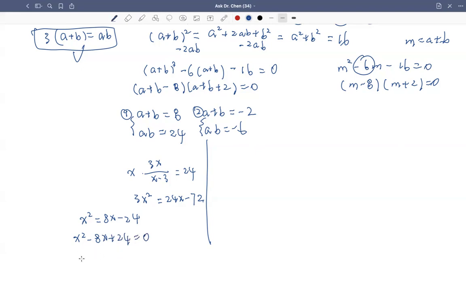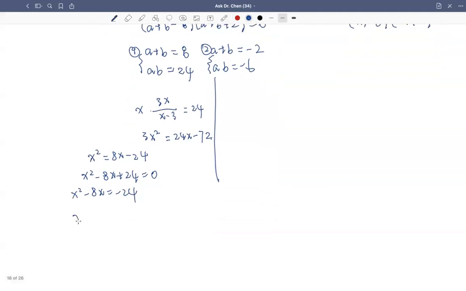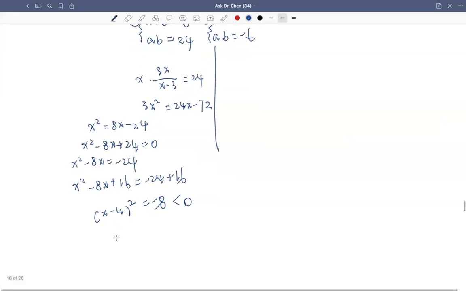So x squared minus 8x equals -24. If we're completing squares, we solve a quadratic equation. X squared minus 8x, and -8 divided by 2 is -4. -4 squared is 16, so we add 16 on both sides. So we'll get a negative number, -8. And this is (x minus 4) squared. So this is an imaginary number, right? This is less than 0. So if we want, we can find complex solutions.